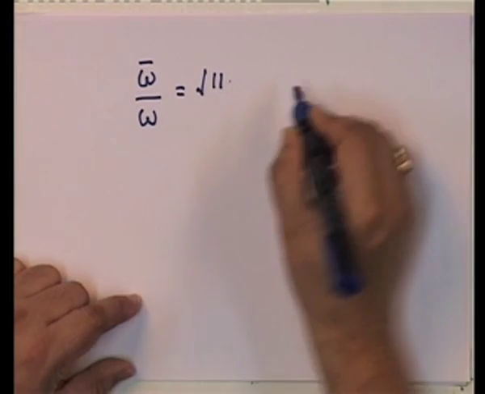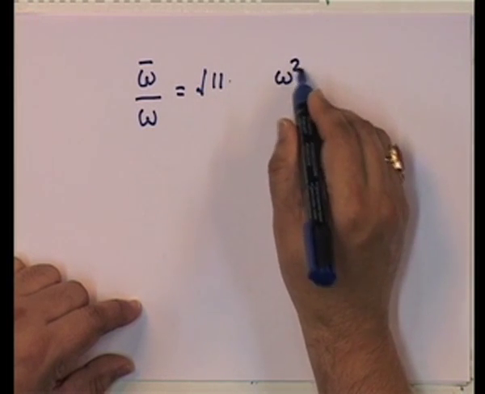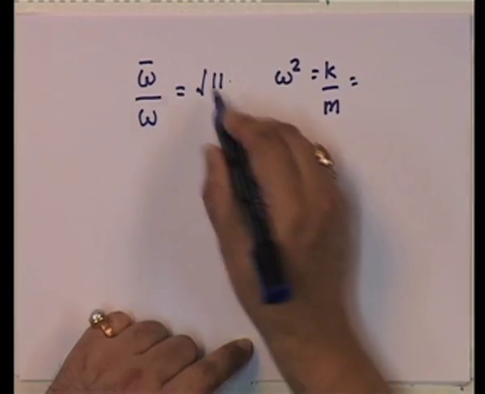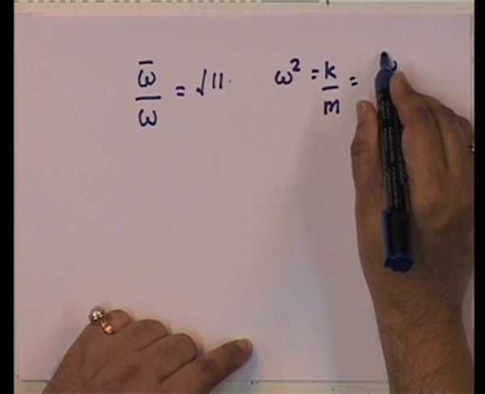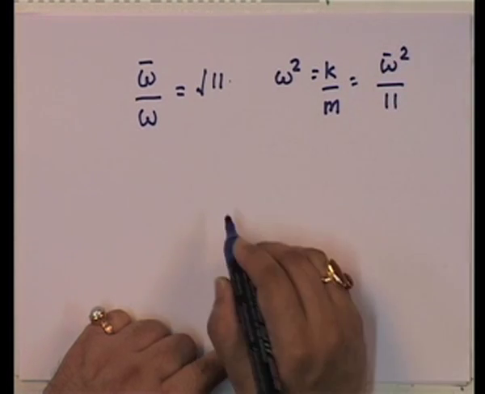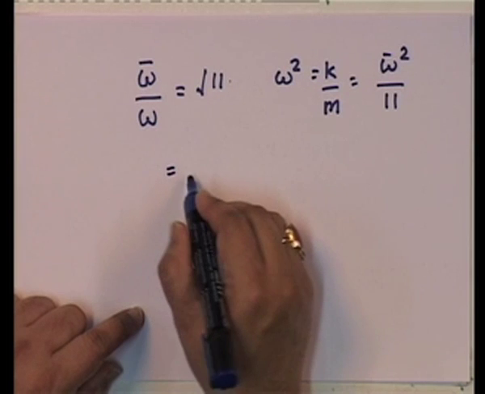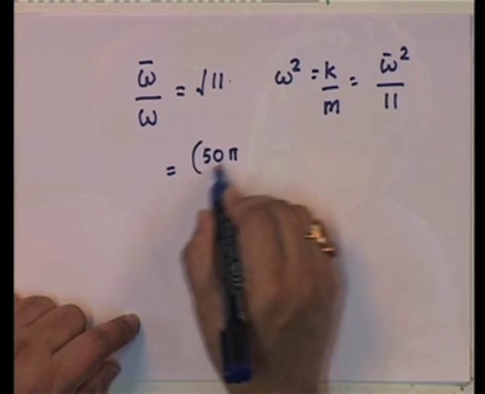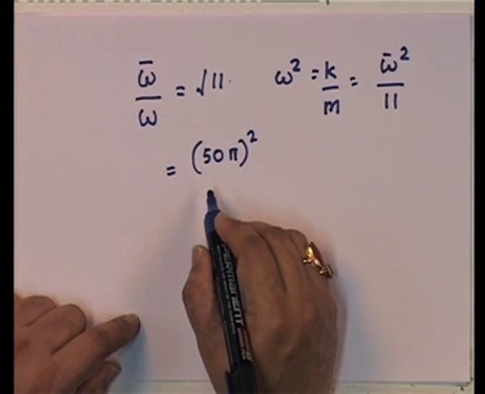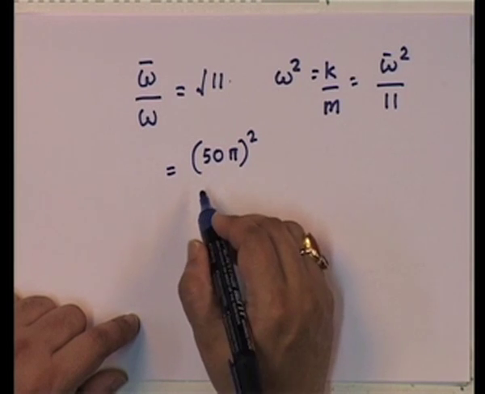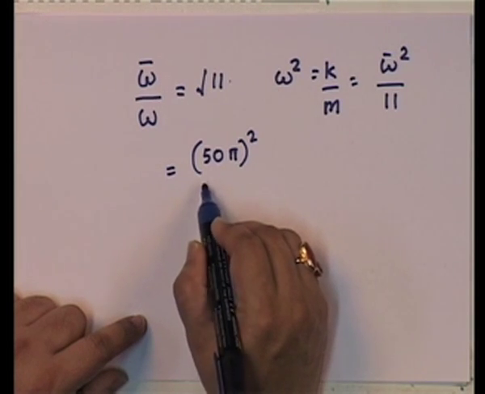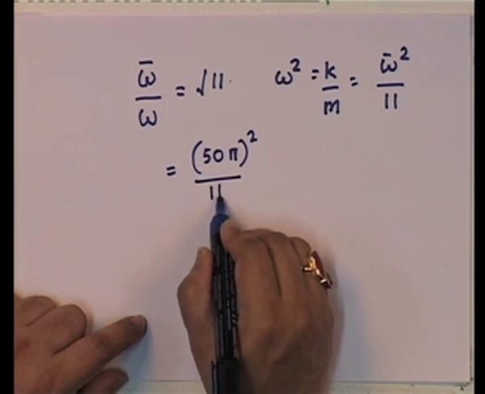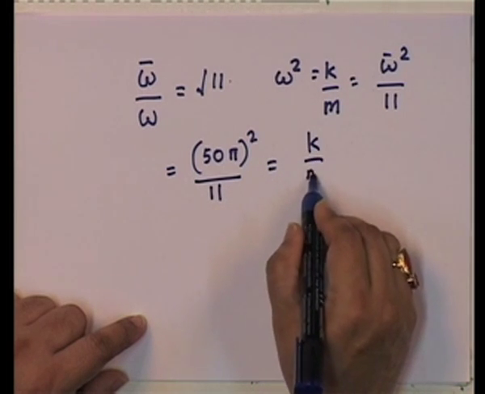Again, I want to find out omega squared, because omega squared is equal to k by m, which is equal to omega bar squared upon 11, and omega bar is 50 pi. So this squared, upon 11, is equal to k upon m.